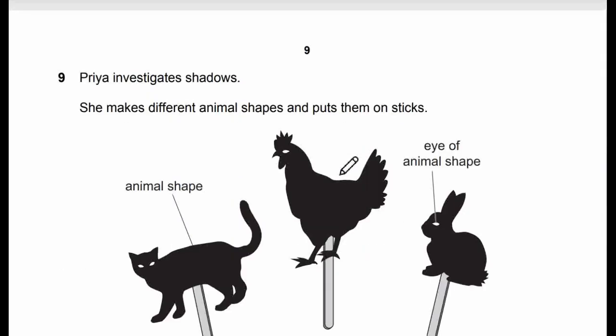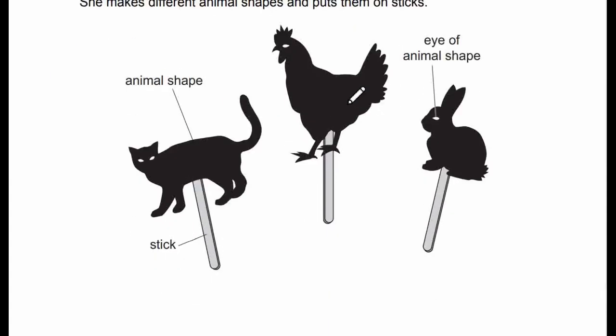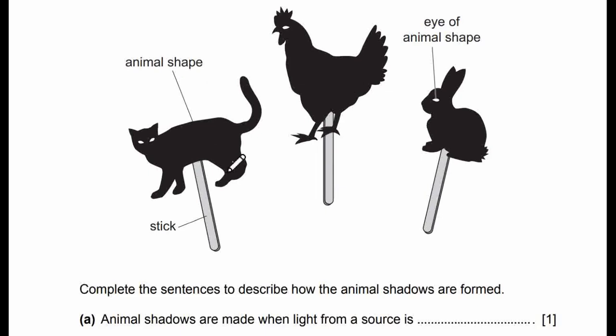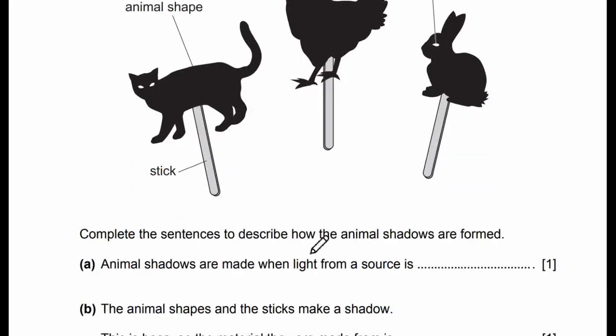Let's see number 9. Priya investigates shadows. She makes different animal shapes and puts them on sticks. Complete the sentences to describe how the animal shadows are formed. Animal shadows are made when light from a source is blocked.